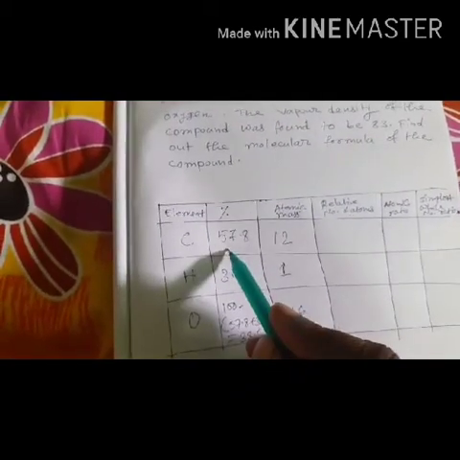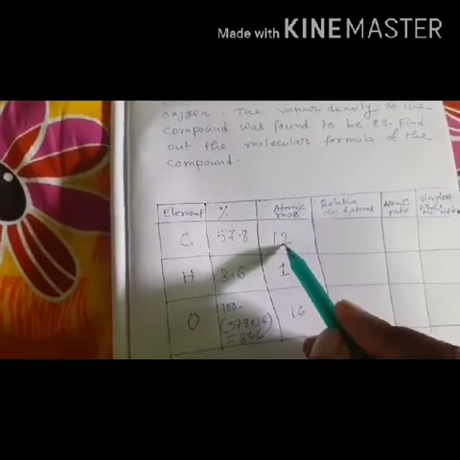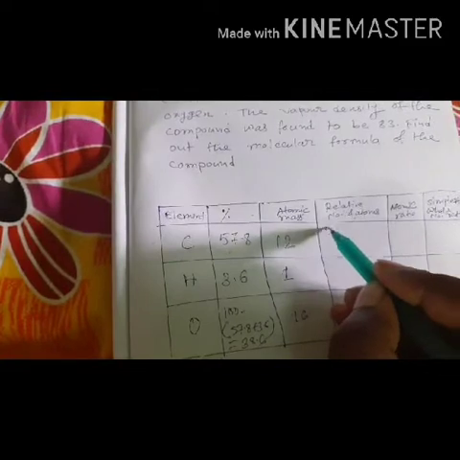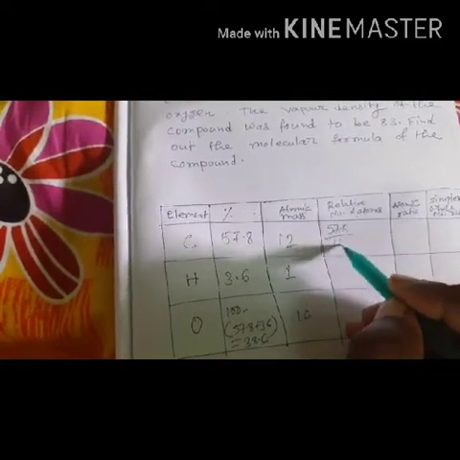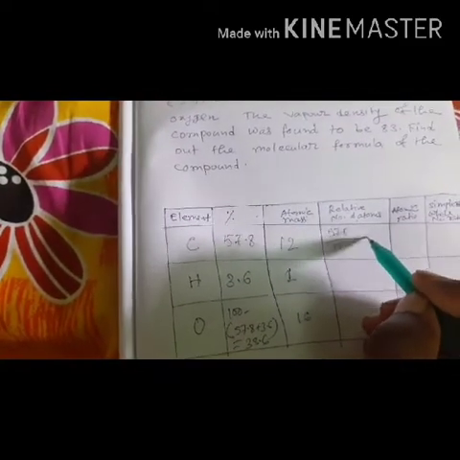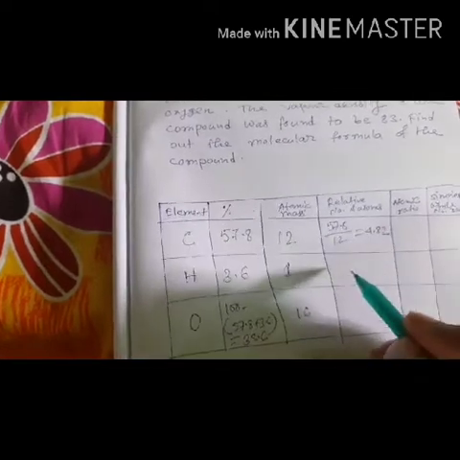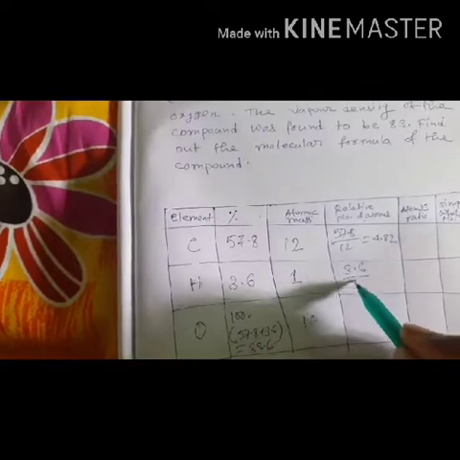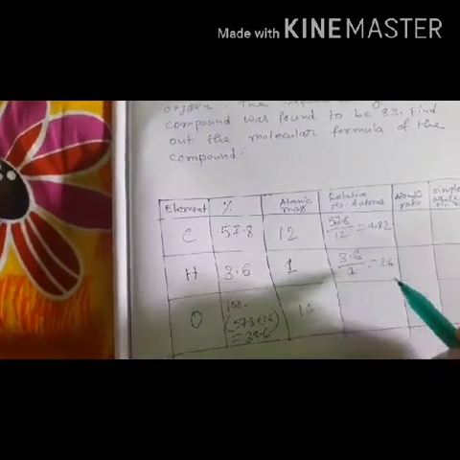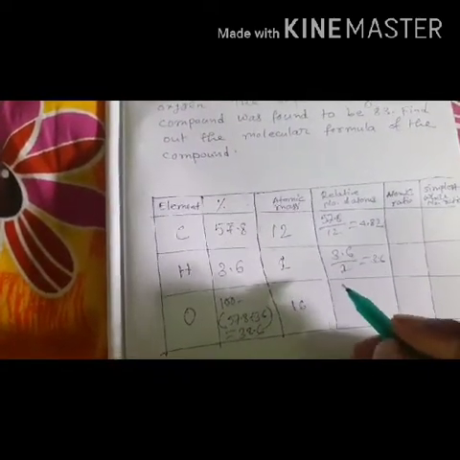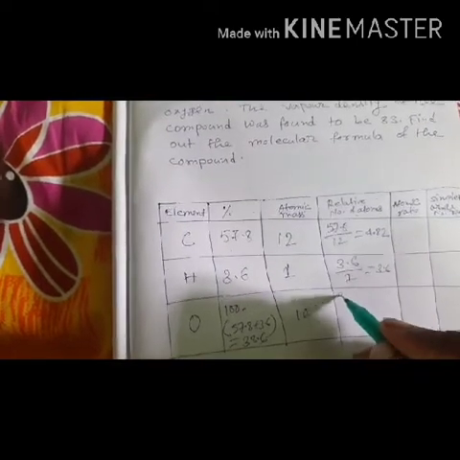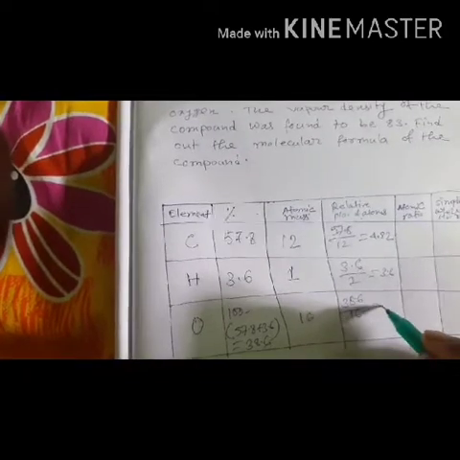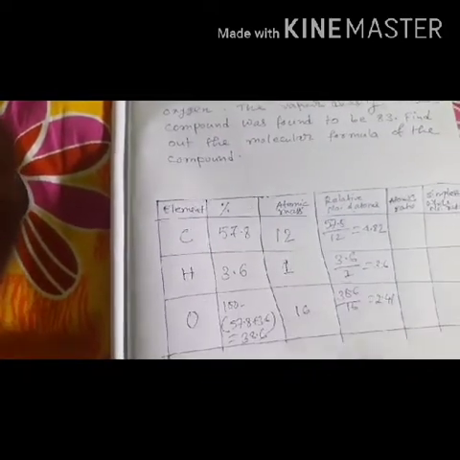Now if we divide this amount by the atomic mass, what will we get? The relative number of atoms. So the relative number of atoms: 57.8 divided by 12 equals 4.82. Then hydrogen: the amount divided by atomic mass, 3.6. Now oxygen: 38.6 divided by 16, almost 2.41.